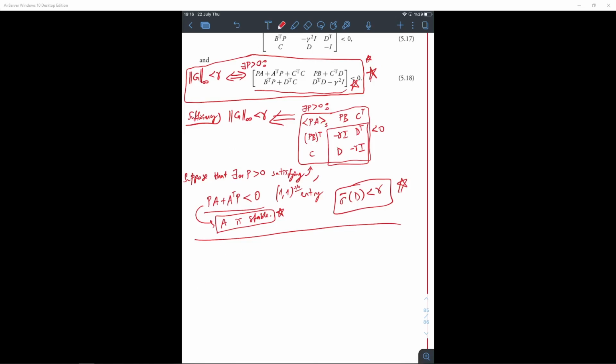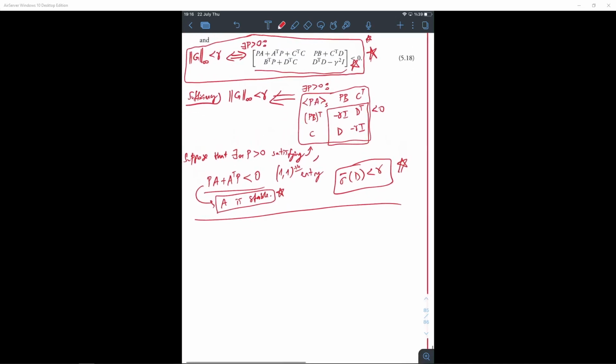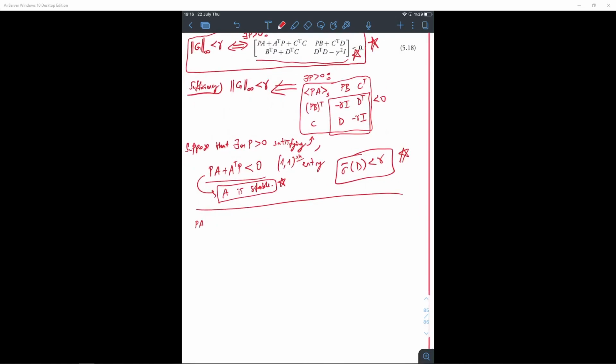Okay. PA plus A transpose P plus C transpose C minus, okay, minus PB plus C transpose D, and at this point let me use this notation: gamma square minus D transpose D. Okay.